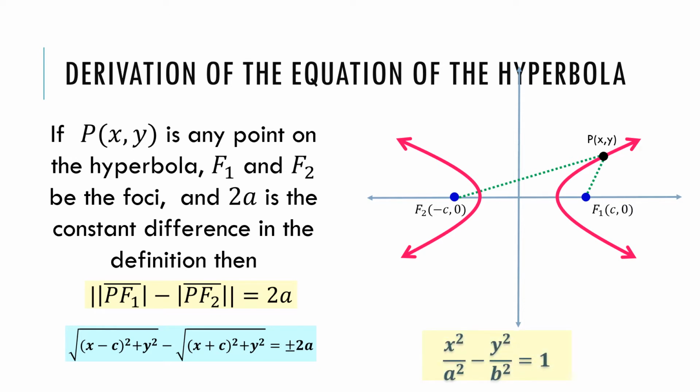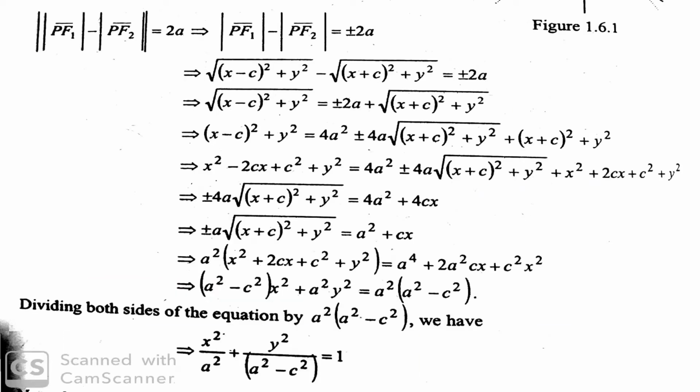Distance formula, we will arrive here. x squared over a squared minus y squared over b squared equals 1. So you see the difference from the ellipse. Sa ellipse ay plus. Now, hyperbola is minus. Sum sa ellipse, difference kay hyperbola. Now, if you're interested with the derivation of the equation, ayan, eto siya. Okay?